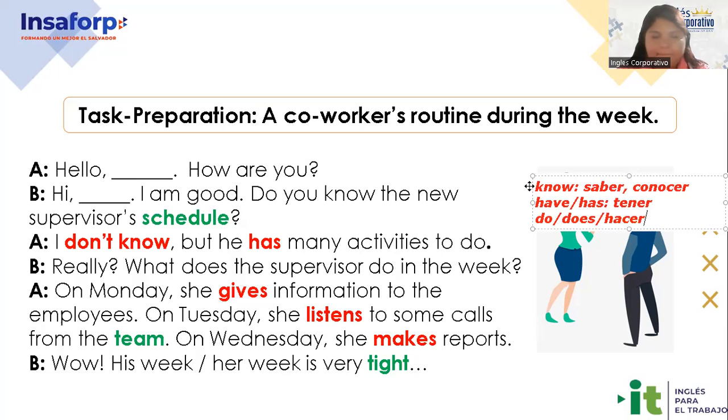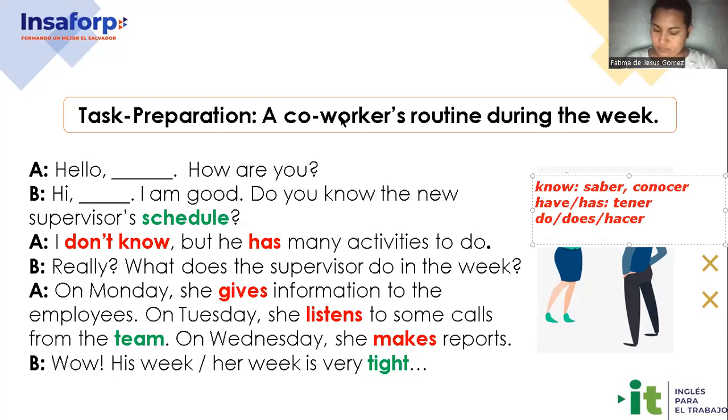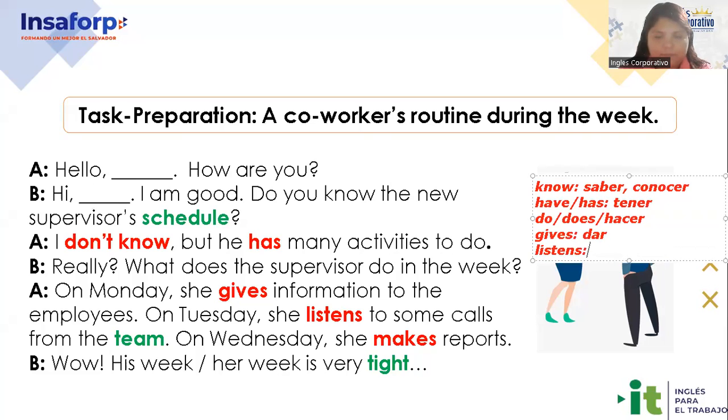Sorry. So look at the verbs in color red. So do we have some more verbs? ¿Qué otros verbos tenemos ahí? So look at this. We have, I don't know, but he has many activities to do. Has. Okay. Listen, make it. Give. Okay, listens. No. Gives. What else? Okay, makes. Okay. Any other? I think that's all, right?